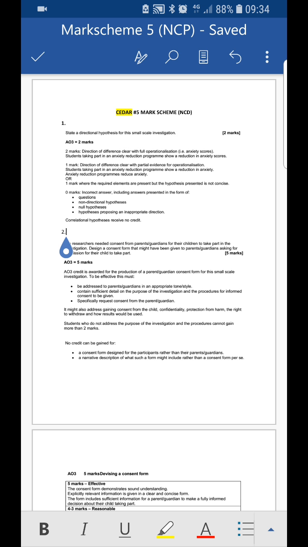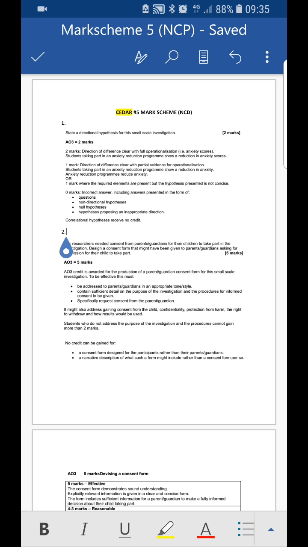So it was clear that you understood that there was going to be some sort of difference in anxiety, but the way that you'd worded it was just all jumbled up and didn't really have any sort of clarity. So just to clarify then, the best answers were the ones that said students will have a lower anxiety score after the intervention programme than before.